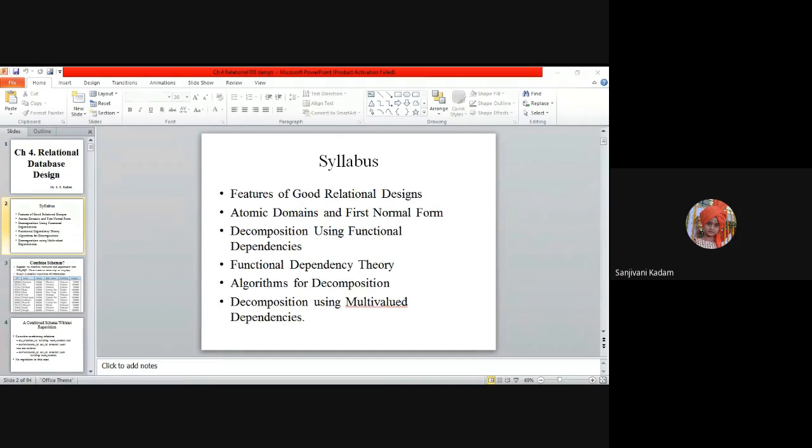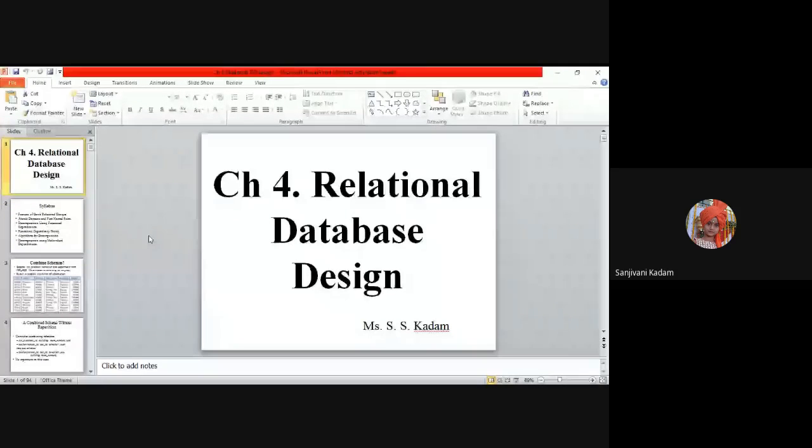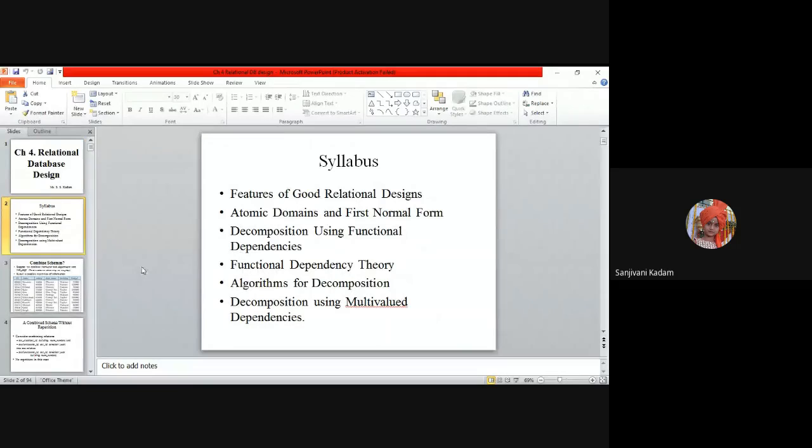So this is considered to be the last chapter in the first section, relational database design, where the main focus is given on normalization. So let us see the syllabus points. Total 6 points are there. The syllabus contents are features of good relational design, atomic domains, first normal form, decomposition using functional dependencies, functional dependency theory, algorithms for decomposition, and the last point, decomposition using multi-valued dependencies. These are the points which we are going to study in this chapter.